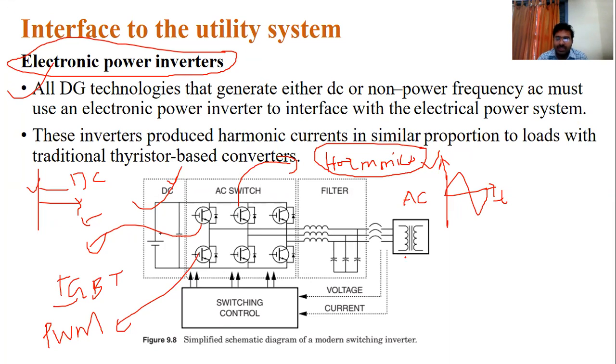There are different pulse width modulation methods. One of the very famous ones is sinusoidal pulse width modulation. By using these techniques, we want to reduce the harmonics. Even with PWM, a small amount of harmonics is still injected into the AC side. So to eliminate those frequencies also, we use an LC filter, an L and C filter, to eliminate those harmonics.